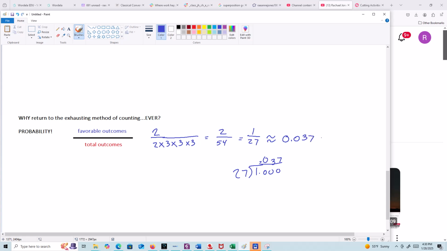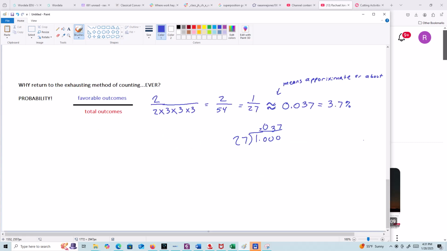0.037. You can multiply that by 100 to get your percent, and that equals 3.7%. So notice these little squiggly lines. It means approximate, or about. All right, that's it. Oh wait, one more example, I'm sorry.